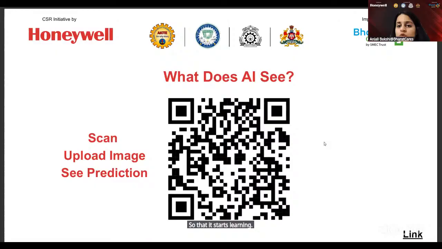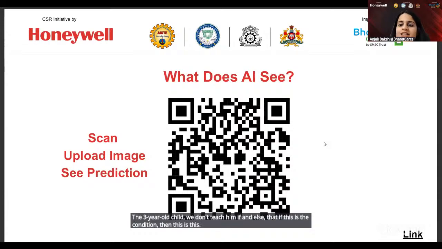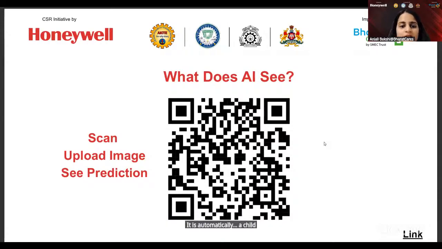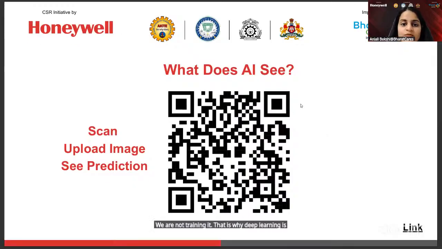The 3-year-old child, we don't teach him if and else, that if this is the condition, then this is this. It is automatic, a child is learning by the patterns. Similarly it happens here, not rules, only the features itself. And these features, the deep learning model automatically detects. We are not training it. That is why deep learning is powerful, right?